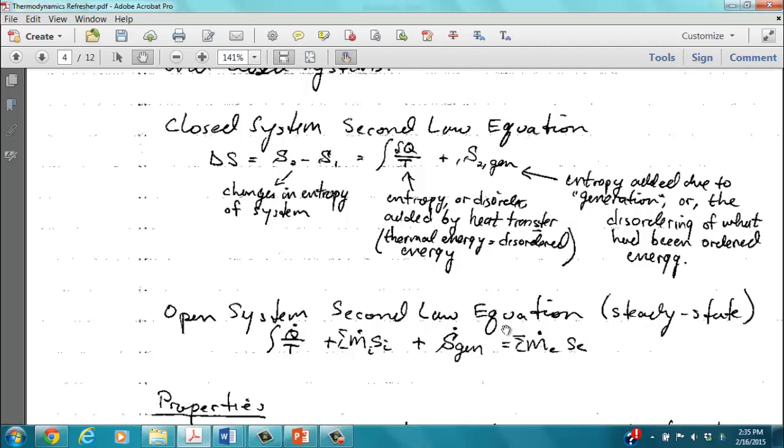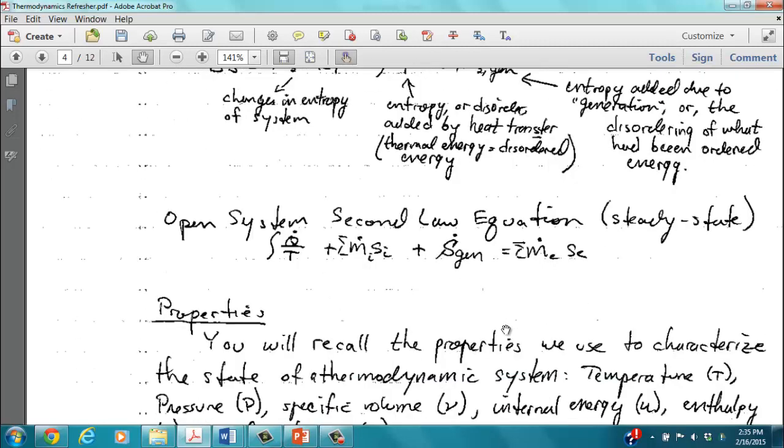We also have the second law equation for an open system, which again looks very similar to our closed system equation, except we have two additional terms, right? Because it's an open system, we have the ability to transfer entropy with the mass flow in, and an ability to remove entropy from the system with the mass flow out, okay?